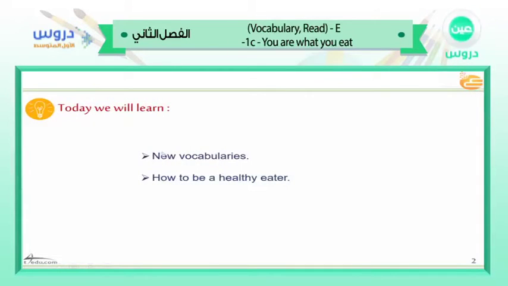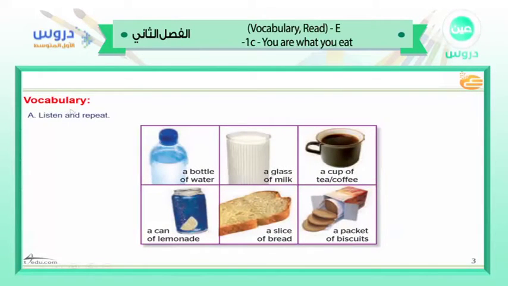Today we will learn the first thing, new vocabularies that we have in our lives, that we see in front of us every day. And the second thing, how to be a healthy eater. So how can you be a healthy person? How can you eat healthy food? How can you know the healthy food and the unhealthy food? Let's start with the vocabulary.